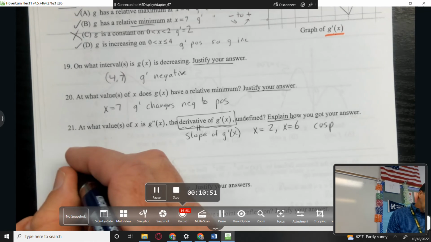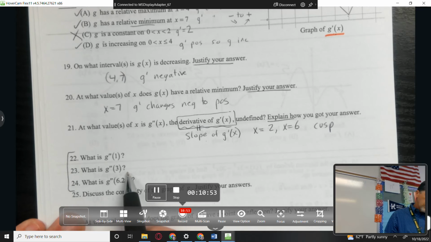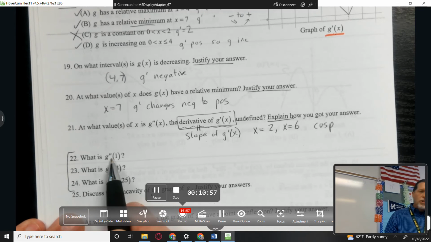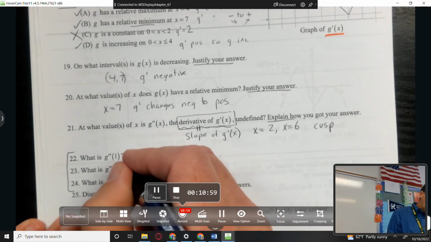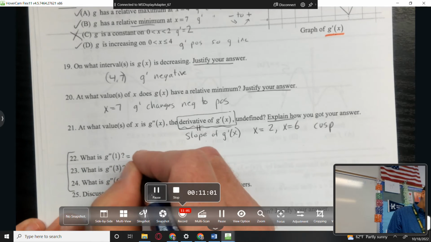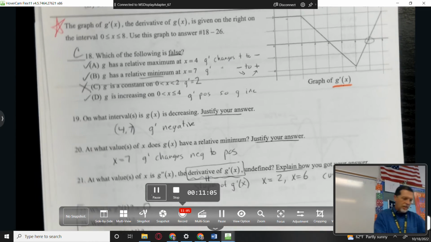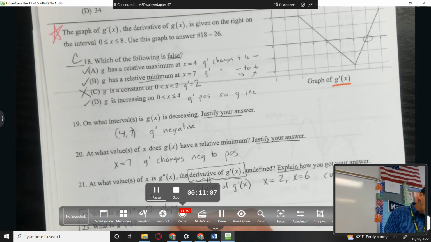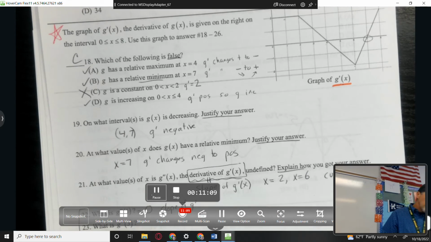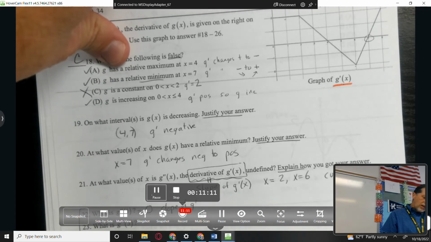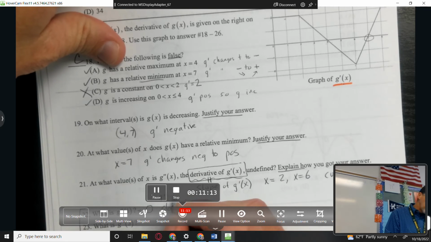Oh, these are all related, so we can do all of them. What is the second derivative of g at 1? 0. That was quick. What were you looking at? How'd you know that? The slope of y. Yeah, because that's the slope of g prime. And in fact, as long as you know that g double prime is the slope of g prime, then you can answer all 3 of those.